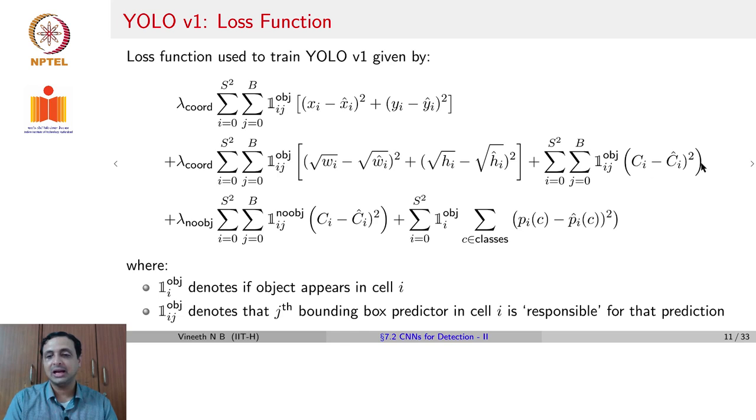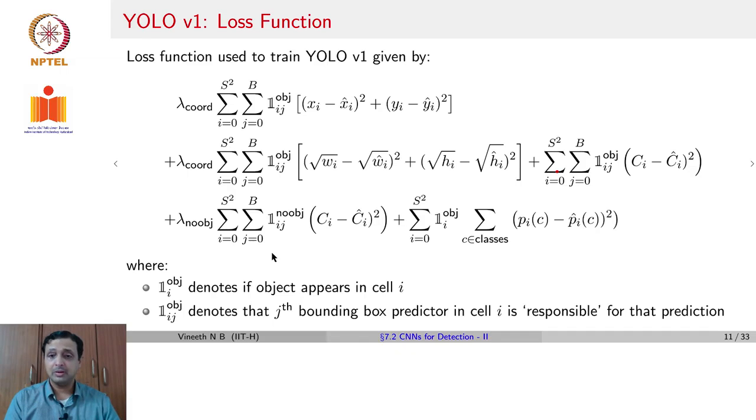And the Ci and Ci hat are the confidence values. So you also try to ensure that if the confidence is low with respect to what the confidence should have been, which should have been 1 if an object was there, you also try to ensure that that is minimized. And all these summations, as you can see, are done across all of your grid cells and across all of the bounding boxes predicted by each of these grid cells.